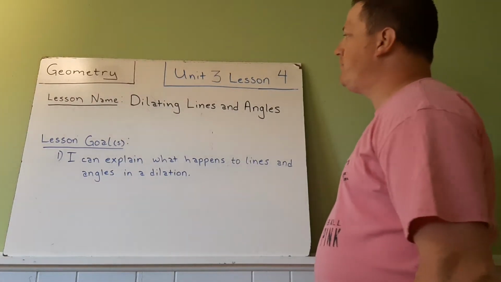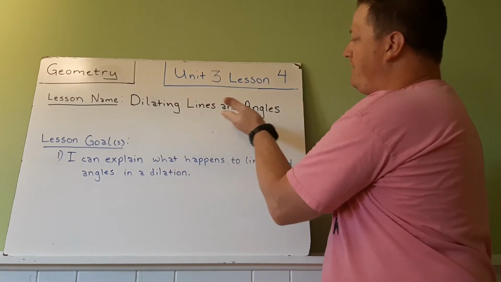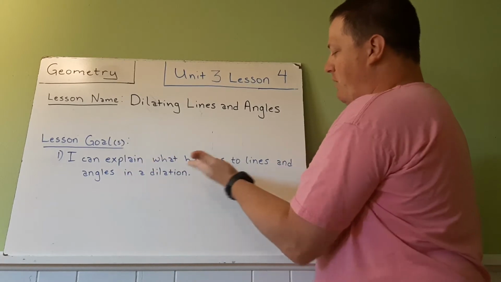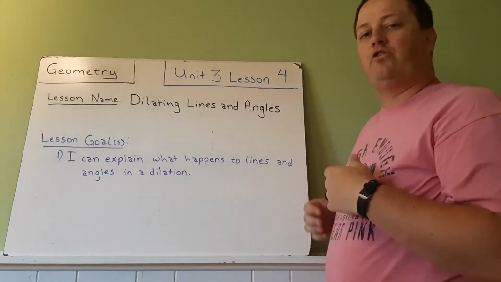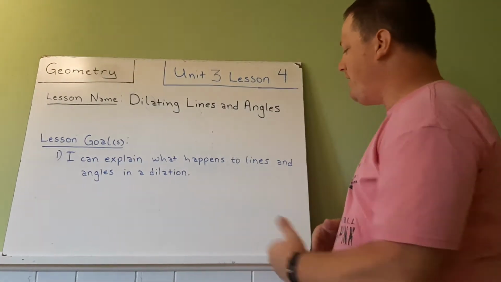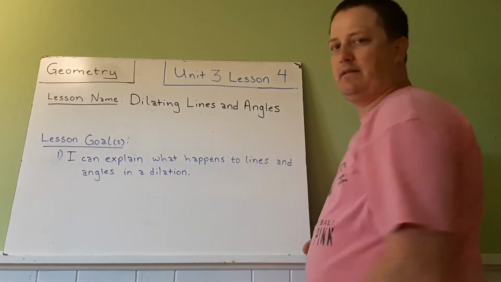All right, geometry students, let's look at Unit 3, Lesson 4, Dilating Lines and Angles. So we have one goal here. I can explain what happens to lines and angles in a dilation. So when we have our original and we dilate it and create an image, we want to know what's happening to the lines and what's happening to the angles.